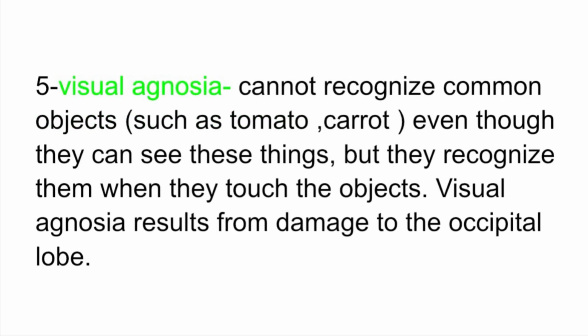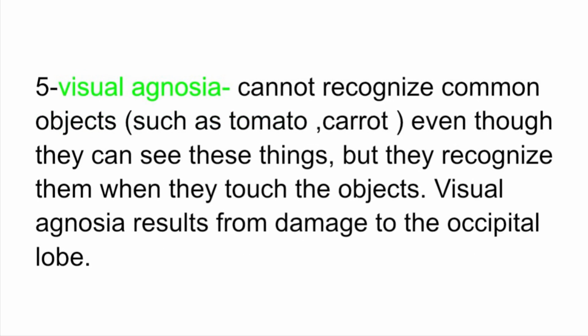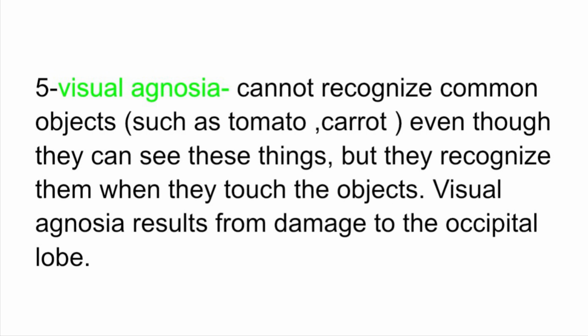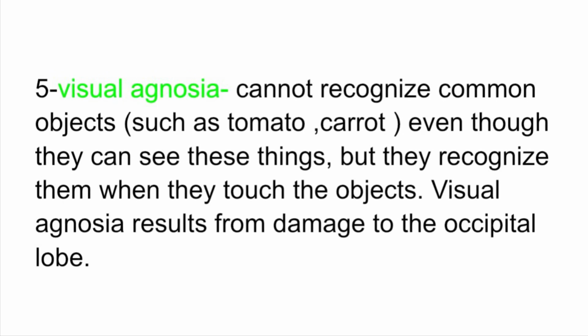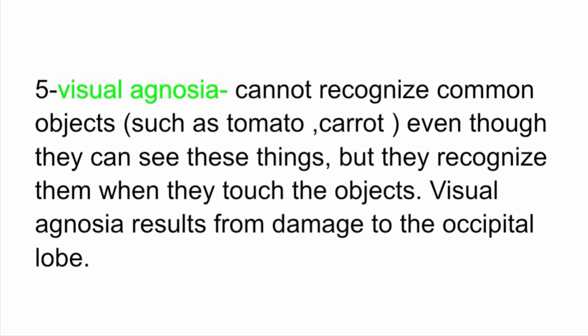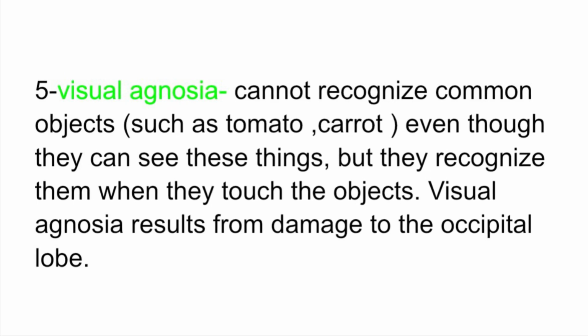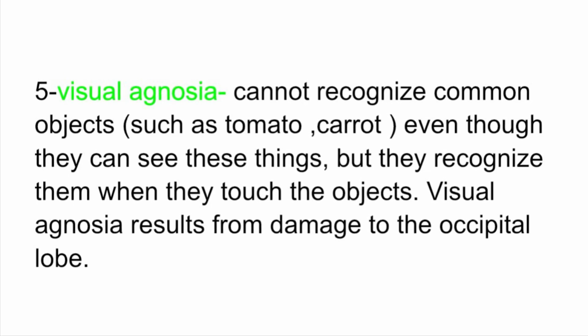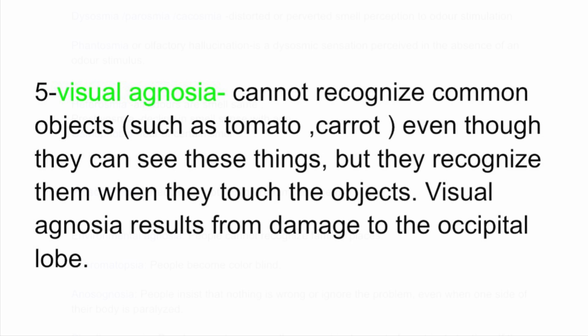Visual agnosia: people cannot recognize common objects such as a tomato or carrot, even though they can see these things, but they recognize them when they touch the objects. Visual agnosia results from damage to the occipital lobe.